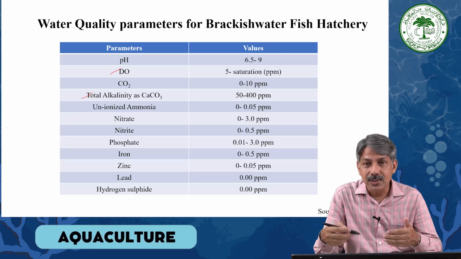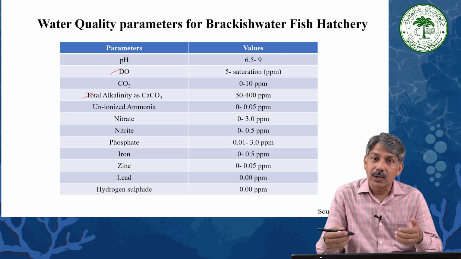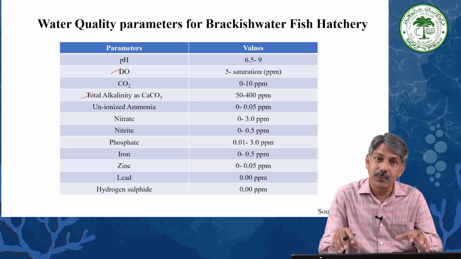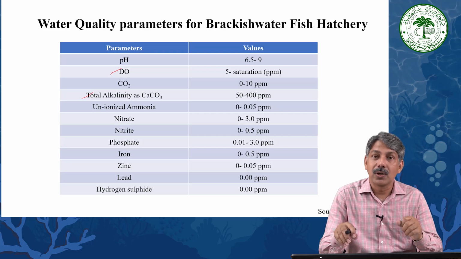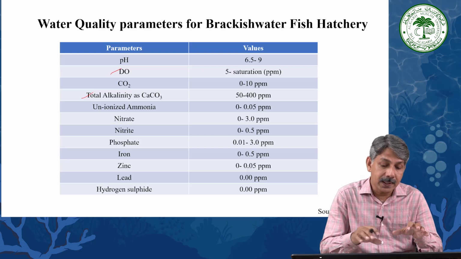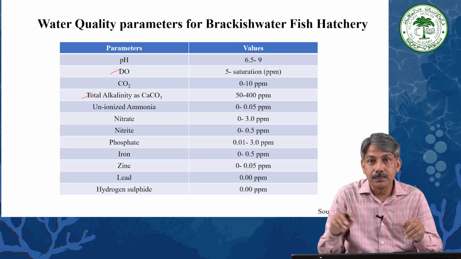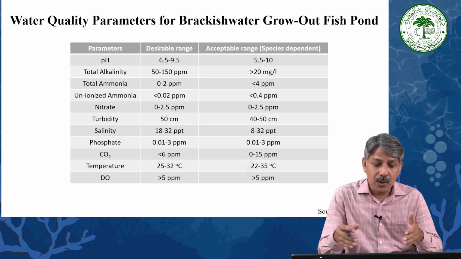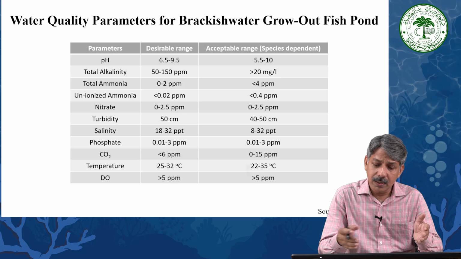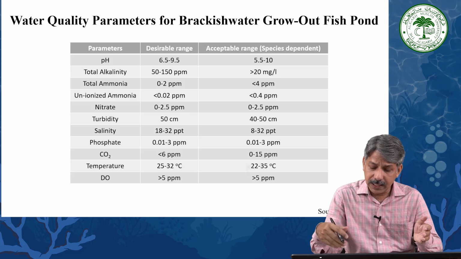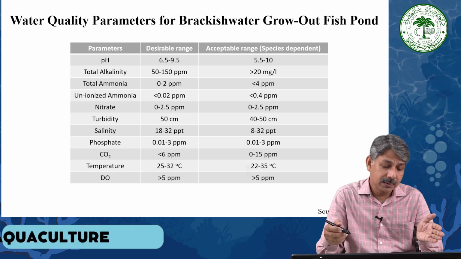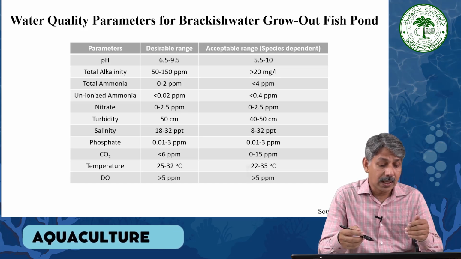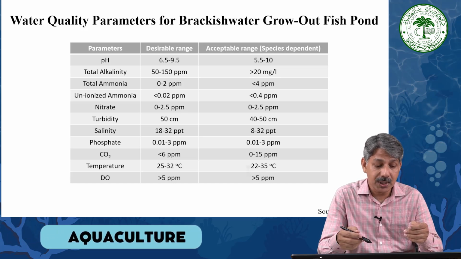you can see and have a look at the range. Try to keep the water quality parameters within this prescribed range when you are going for such kind of culture practice or fish farming in these systems. For grow out fish ponds in brackish waters, again from the source SEBA, Central Institute of Brackish Water Aquaculture at Chennai, you can have the complete information by visiting the website.